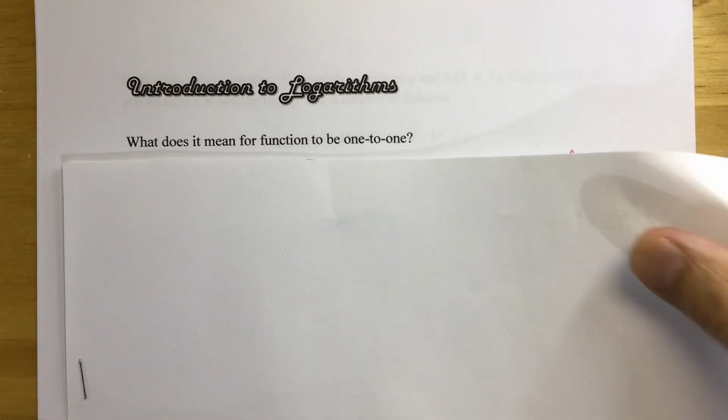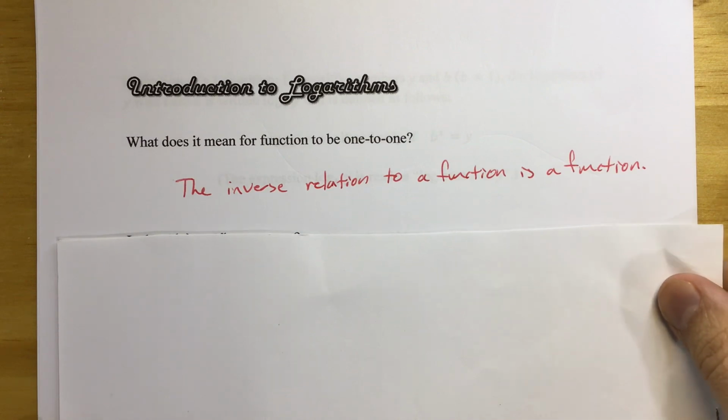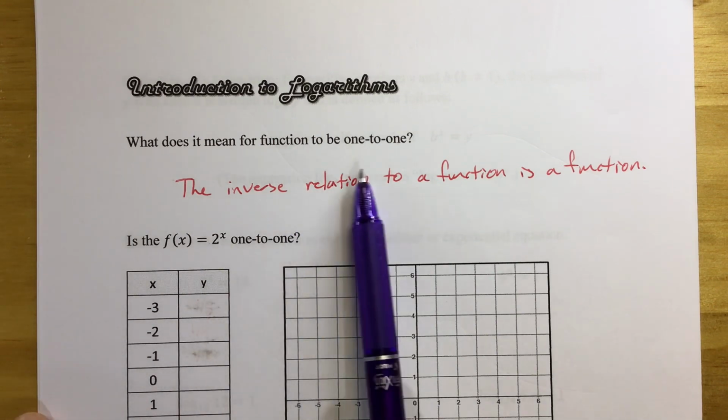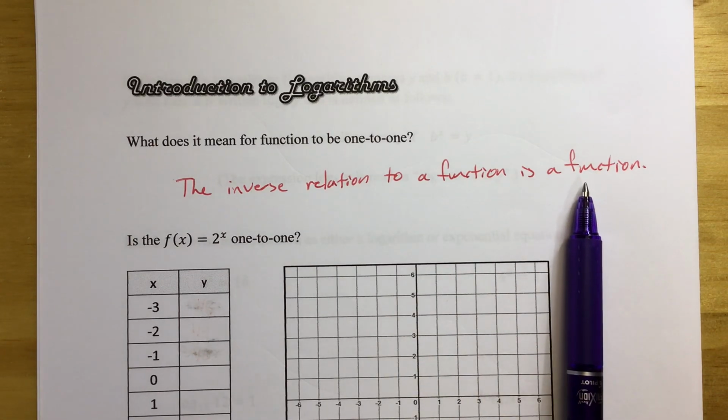Did you answer the inverse relation to a function is a function? I don't know if you would put it in those words. There's a lot of other ways that you could mention this thing. You might have used horizontal line test and stuff like that. But the best definition of it is the one that I wrote down here, which is, to be one-to-one, that means that the inverse relation to a function is a function itself.